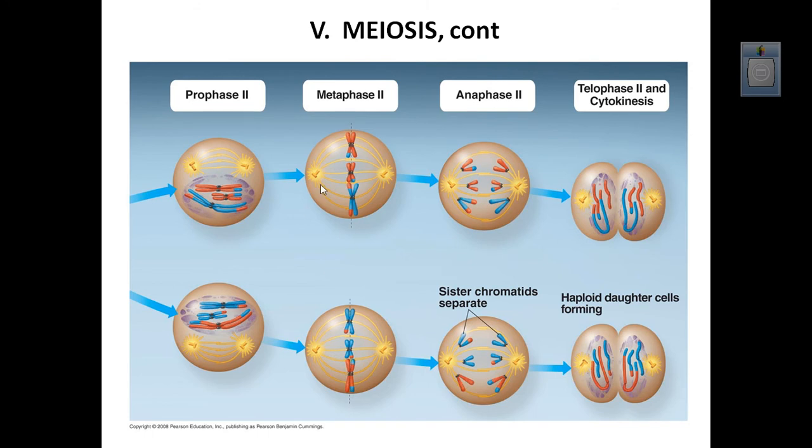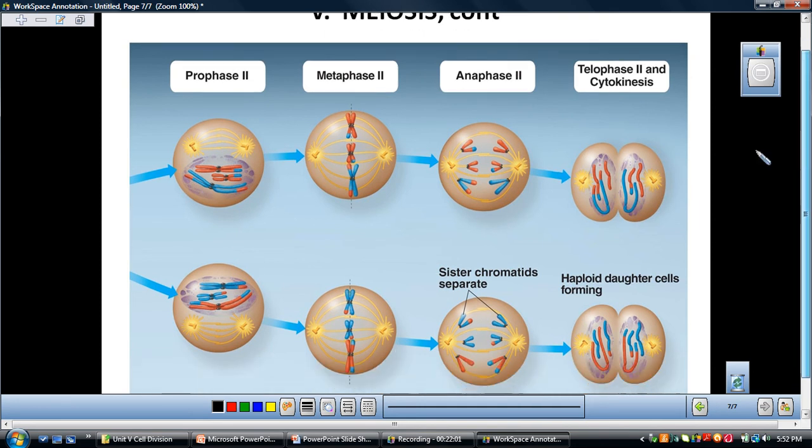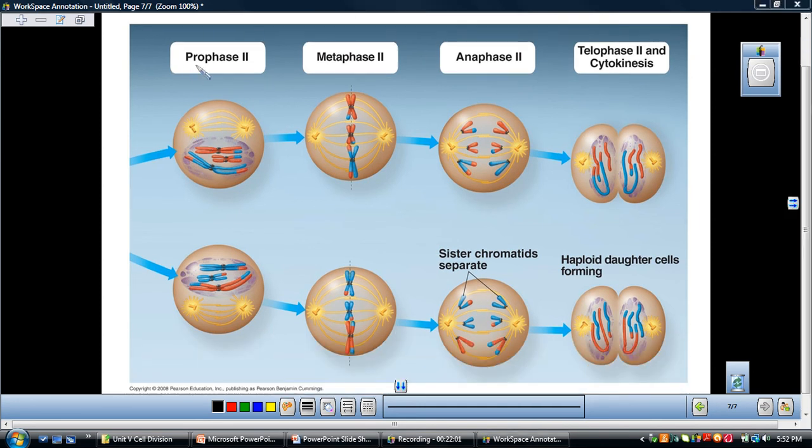Meiosis 2 looks almost identical to mitosis, or the cell cycle. It's kind of hard to tell sometimes, because you still see, look in this picture right here, prophase 2, you've got sister chromatids. Metaphase 2, sister chromatids line up in the middle. Anaphase 2, these are now daughter chromosomes moving to opposite sides. And telophase 2 and cytokinesis looks just like it did in mitosis.